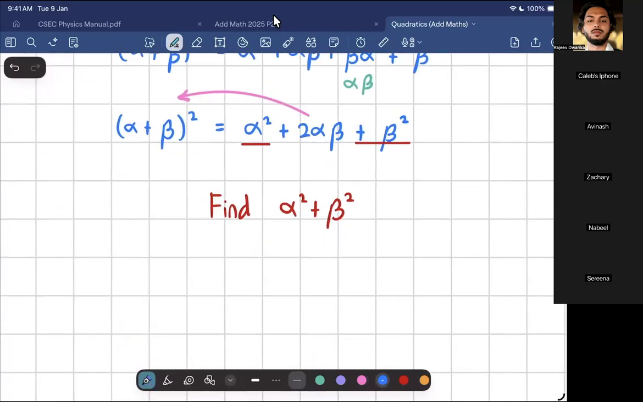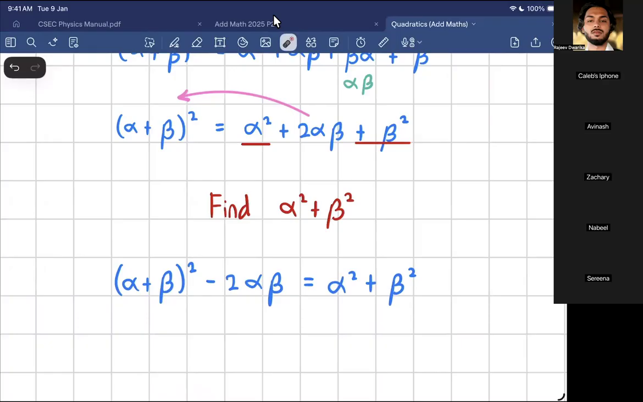So Nabil, if I move across 2 alpha beta, what is it gonna look like on the left hand side? Alpha plus beta squared minus 2 alpha beta is equal to alpha squared plus beta squared. Talk to me now, Nabil. Do we know what alpha squared plus beta squared is in terms of the sum of the roots and the product of the roots? Would I be able to do a substitution over here?